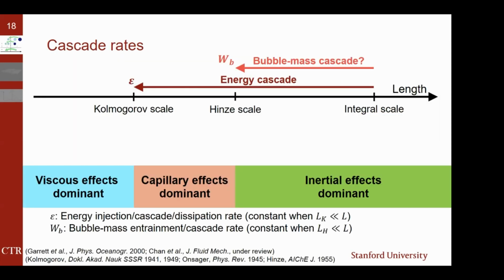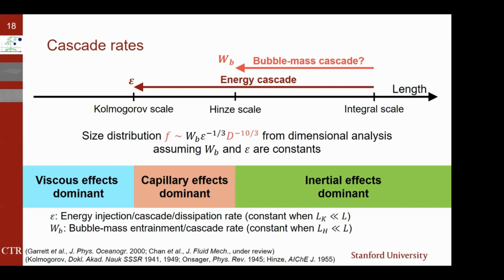Let's dive into the cascade rate. So as you noticed earlier, I emphasized that epsilon is the cascade rate for the energy cascade. And correspondingly, we're interested in this quantity, WB, the bubble mass cascade rate. And just to underscore the importance of these two rates, I just wanted to mention as another aside that if we assume the size distribution, F, depends on these two cascade rates as well as the bubble size, we can show immediately from dimensional analysis that F would then scale as d to the negative 10/3. So this scaling I've been mentioning many times. But let's focus on WB for now.